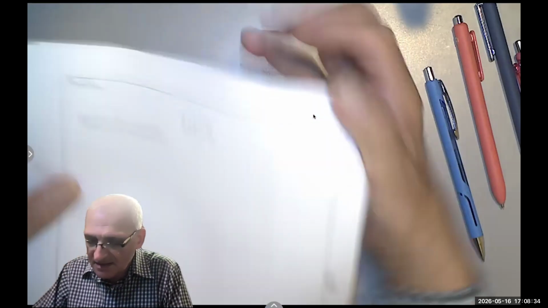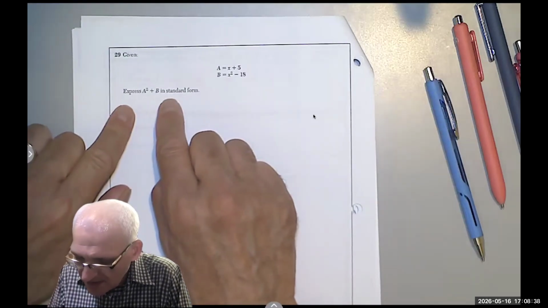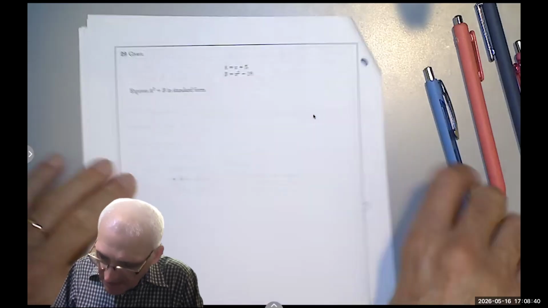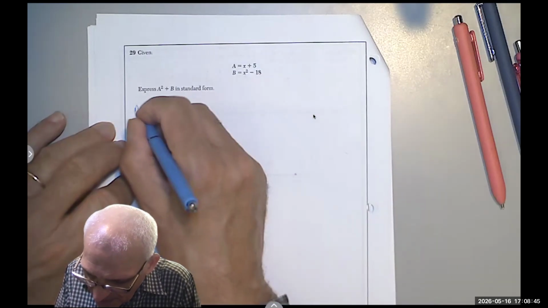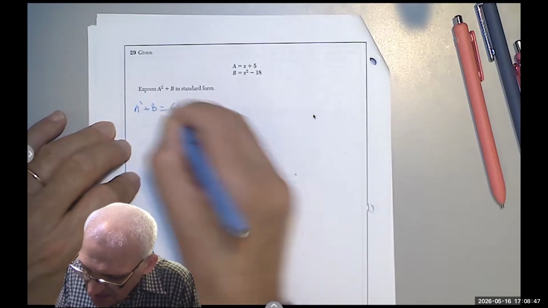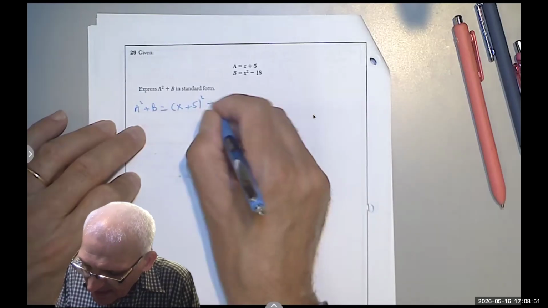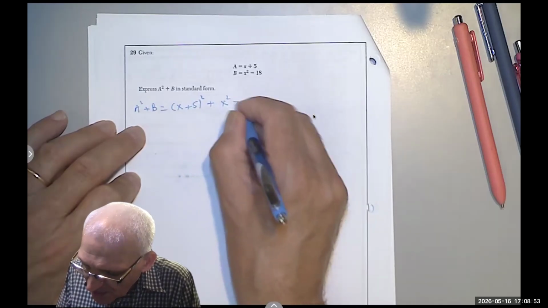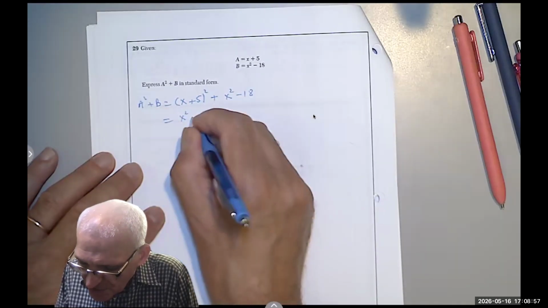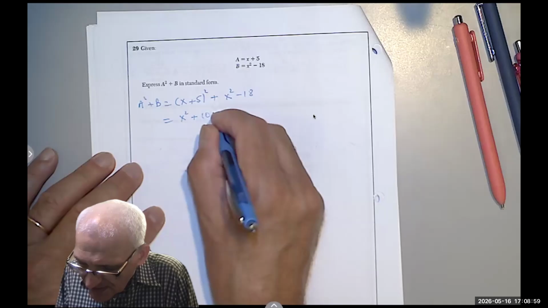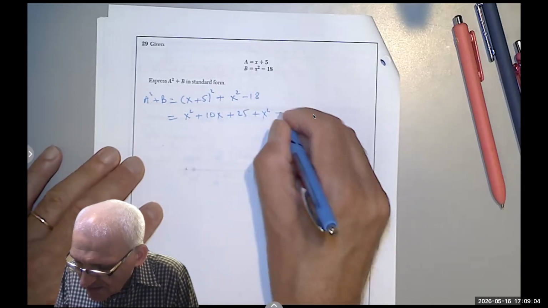Alrighty, next. Express a squared plus b in standard form. Okay, a is x plus 5, so a squared plus b equals, a is x plus 5, I square that, and then I add b, which is x squared minus 18. You can expand that as x squared plus twice the first times the second, so it's 10x plus 25, plus another x squared minus 18.